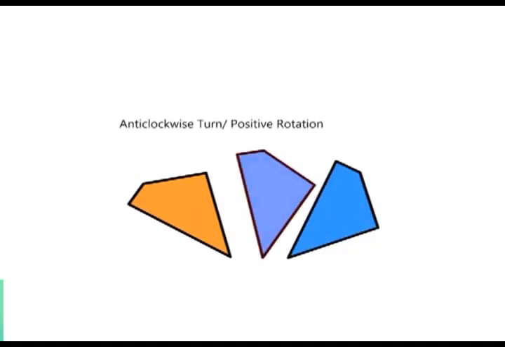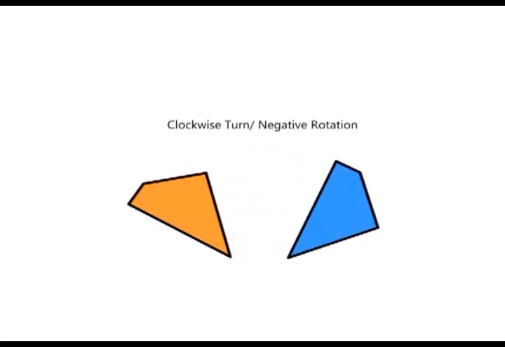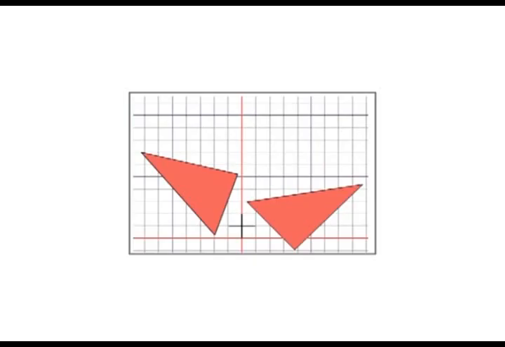So this is an anti-clockwise rotation, and the angle is therefore positive. This is a clockwise turn, and the angle is negative. And so in general, a rotation turns a shape. In this example, the triangle has been turned or rotated. Sometimes shapes are rotated just a few degrees, and other times they may be rotated significantly. In this example, the triangle was rotated anti-clockwise or through a positive turn.